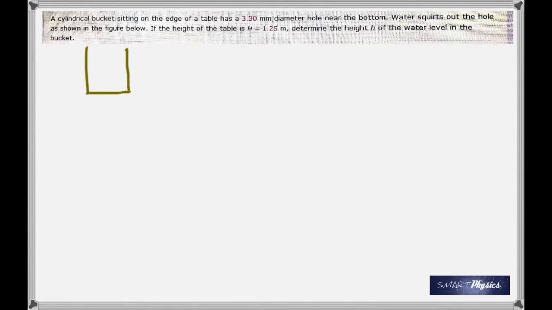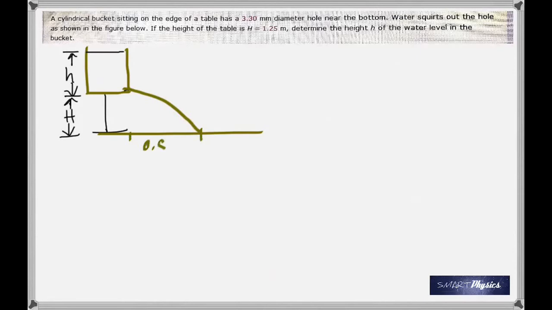A cylindrical bucket sitting on the edge of a table has a small hole. It's only 3.30 millimeter diameter. Water squirts out through the hole as shown in the figure. Height of the table is 1.25 meter. Find the height h of the water level in the bucket. Okay. The figure, small h, that's the depth of the liquid, and this whole container is kept on a table of height caps H. Water squirts out through that point and falls a distance of 0.800 meter.